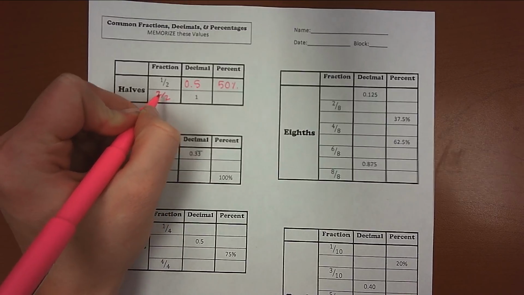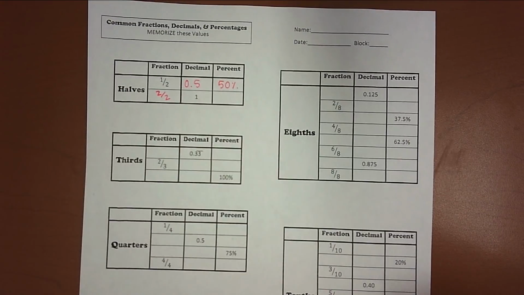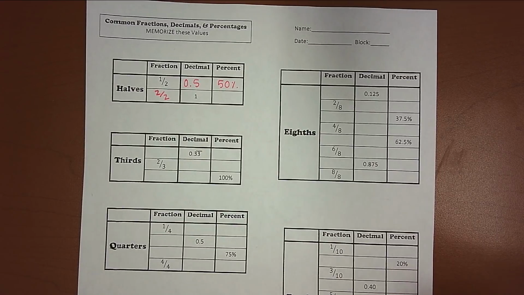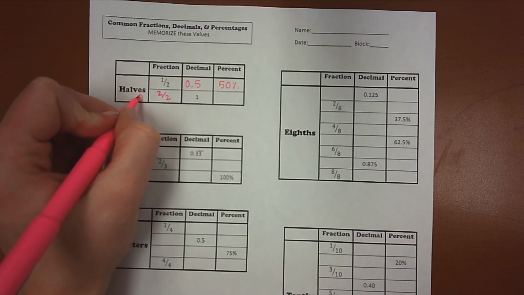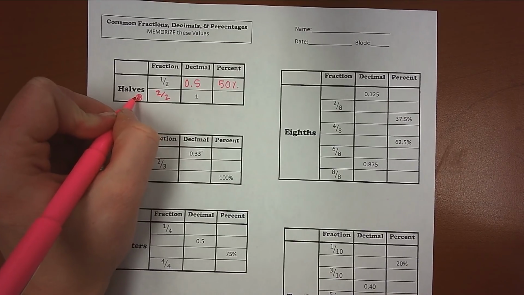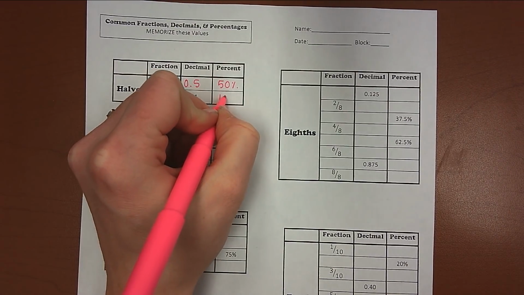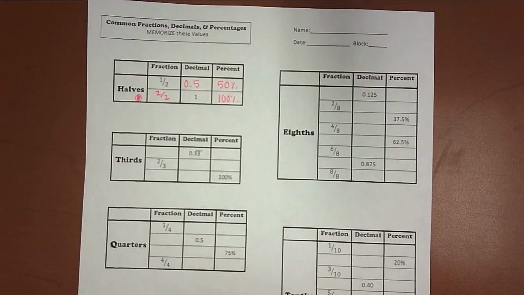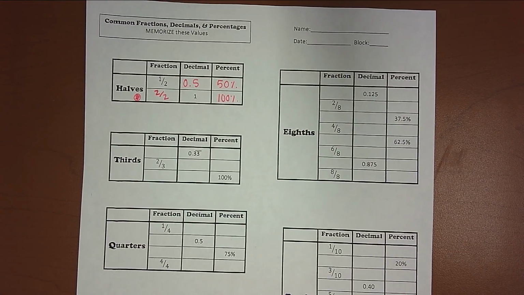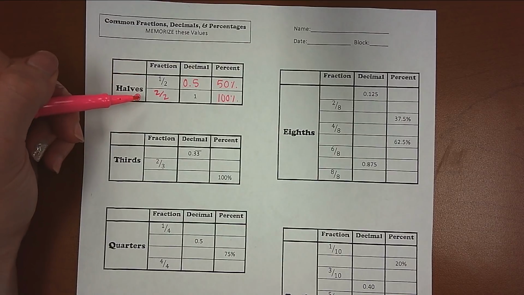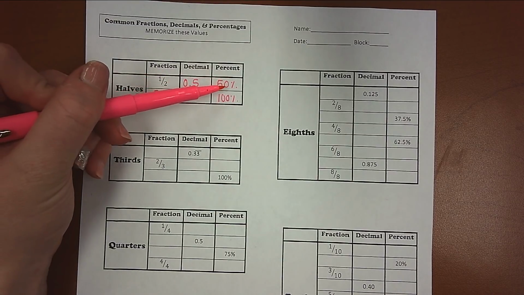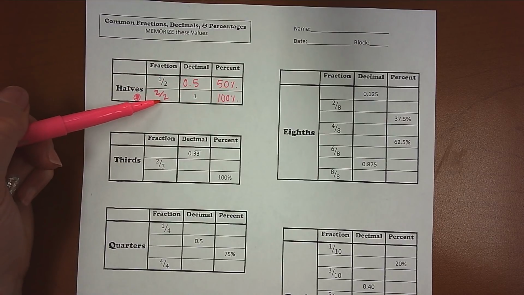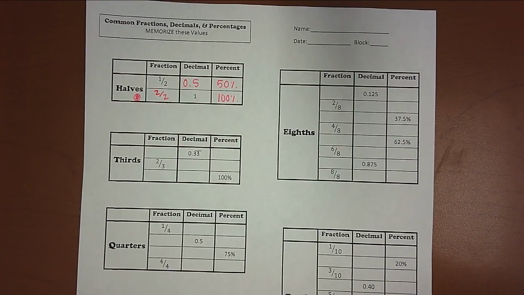And we know that 2 halves is the same thing as 1 whole. If you picture that pictorially, if you've got 2 halves, that makes 1 whole. And then the percentage there is 100%. If we have a whole pie, we have 100% of the pie. And so the halves are where we start. This is our base. 1/2 is 0.5, which is equal to 50%. 2 halves is equal to 1, which is also equal to 100%.